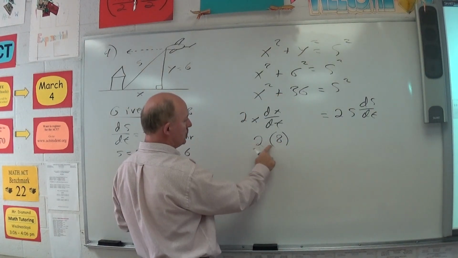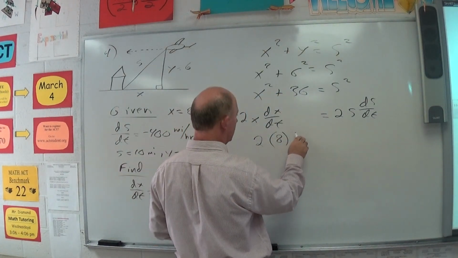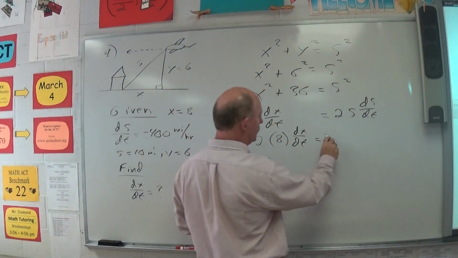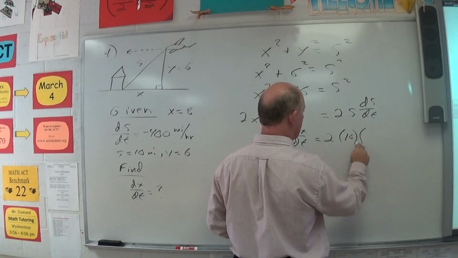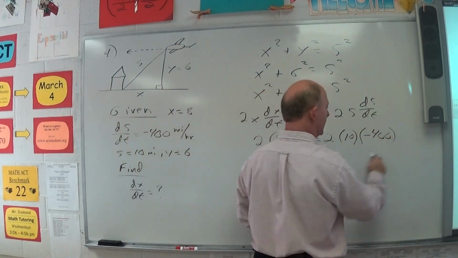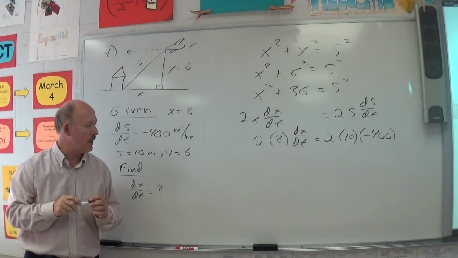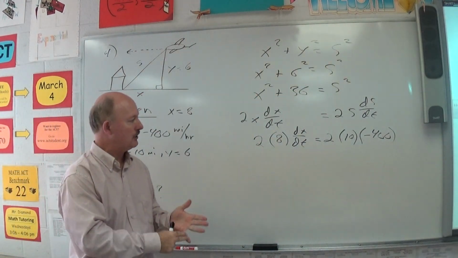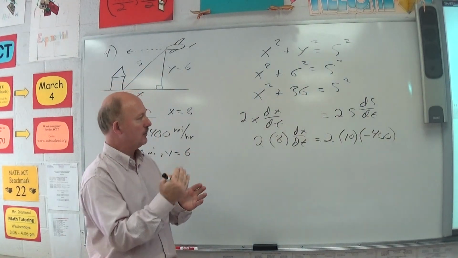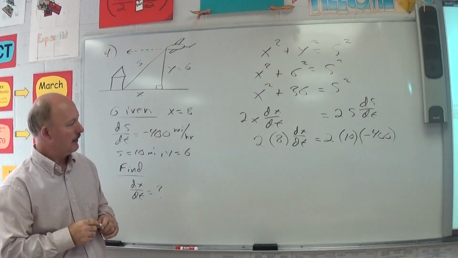So it'll be 2 times 8 times dx over dt. Now dx over dt is what we're trying to get. That has to be equal to 2 times s. Now s is 10. And ds over dt is negative 400. So we substitute everything in. We know what x is now. We know what s is. S is 10. And the rate of change of the distance from the plane to the house is negative 400. So we'll plug that in.